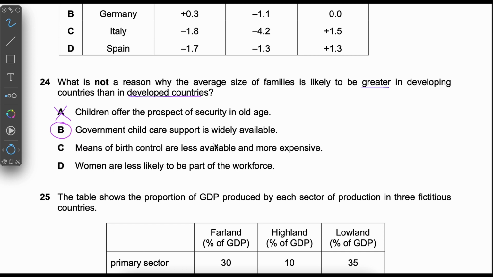Means of birth control are less available and more expensive. That is a reason why families are greater. Less birth control means more children. Women are less likely to be part of the workforce. That is true. The families are going to be greater in size because they're going to have children until they have sons. They want their sons to be able to look after them. So that is a reason why families are greater. Our answer for 24 is B.